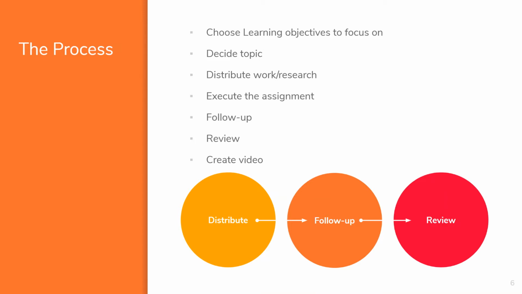This slide describes the process that we took for completing our assignment. First and foremost, we started off by looking at the learning objectives and choosing which one we wanted to focus on. Then we decided which topic we were going to do our assignment on. We distributed the work and research based on each other's strengths. Then we executed the student assignment, and we had a follow-up session where we discussed where we were at and what needed to be done. Next was a review. We cross-checked our rubric for this assignment and expectations with what we already had. The final step was creating this video.